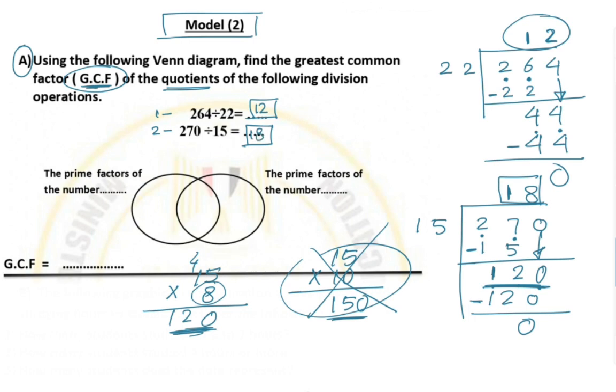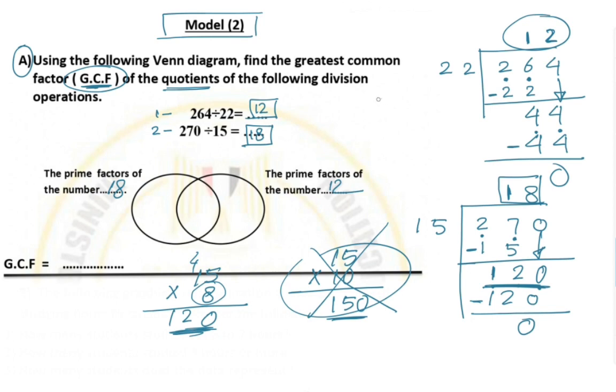Now I have two numbers, 12 and 18. So this circle will be for 12, and the other circle for 18. Okay, now what's next? I need to do prime factorization of these two numbers. How do we do prime factorization of these two numbers?